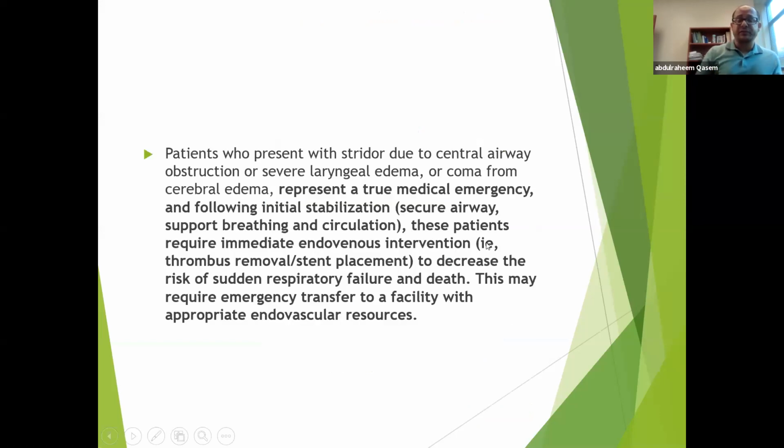So a very important thing here, if somebody presents with a stridor, distended chest wall veins, swelling face, that will be the kind of person that you will need to act on immediately. It represents a true emergency, and you need to initially stabilize the patient, and the main thing is to secure the airway and the circulation. Once you secure the airway and circulation, then this patient may need an endovenous intervention for treatment of the severe vena cava syndrome with placement of stent. Otherwise, the mortality rate will be very high.